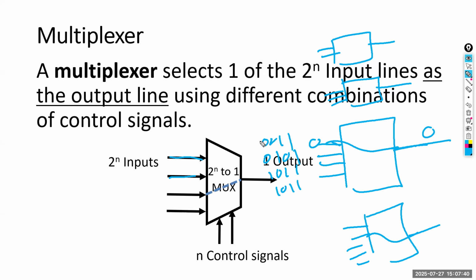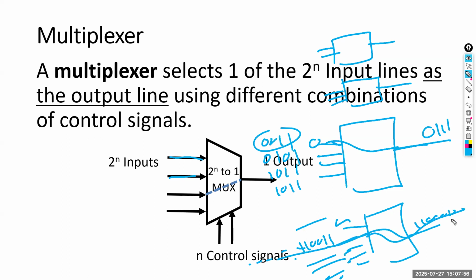So maybe right now this signal is my output: 0, 1, 1, 1. Maybe here this is my 1, 1, 0, 0, 1, 1. It keeps coming, and that is my current output. We ignore these signals that are coming, but this input signal is my output signal. If you can do that with an electronic component, we call that component a multiplexer. Is it clear? It's 2 to the power n to 1.